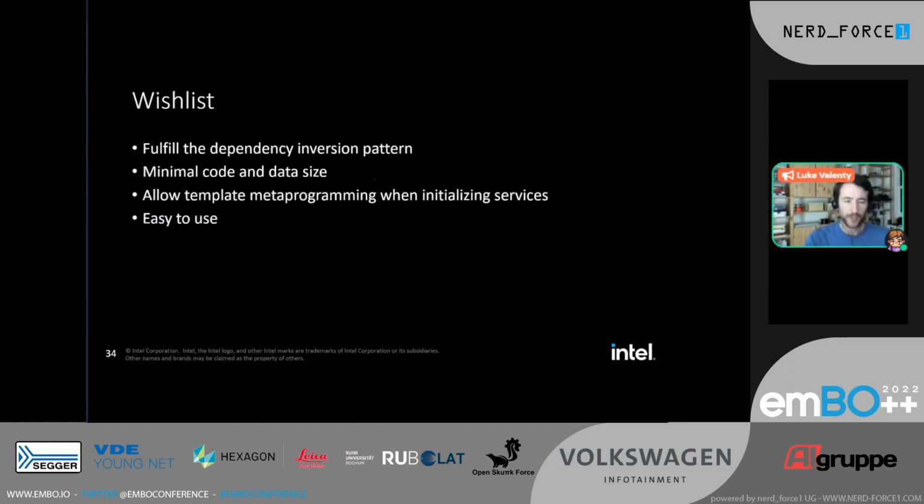So if you look back at our wish list, we've fulfilled the dependency inversion pattern. And if we were on a desktop system, we would say, hey, we're done. We did it. But our data encode size is pretty bad. We can't do template metaprogramming when initializing services. And I don't think this one is particularly easy to use, but it's not terrible either, because it's kind of obvious what's going on.